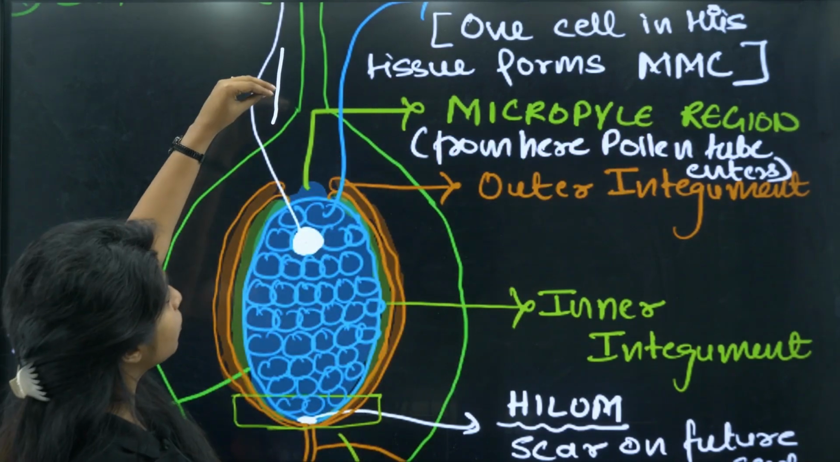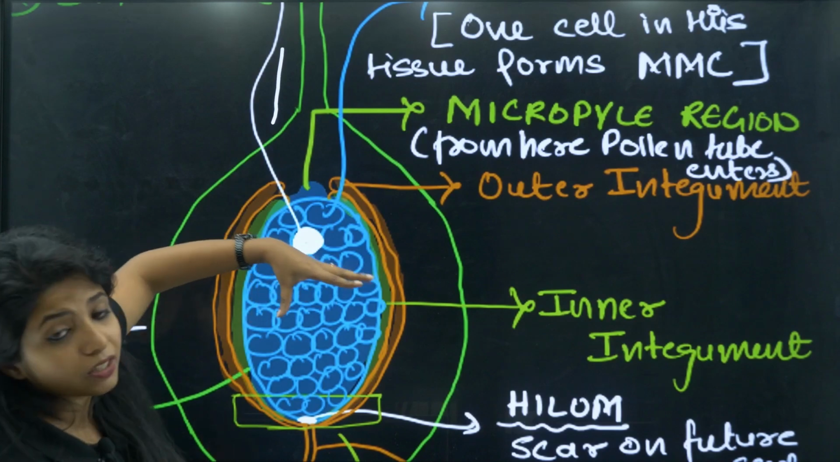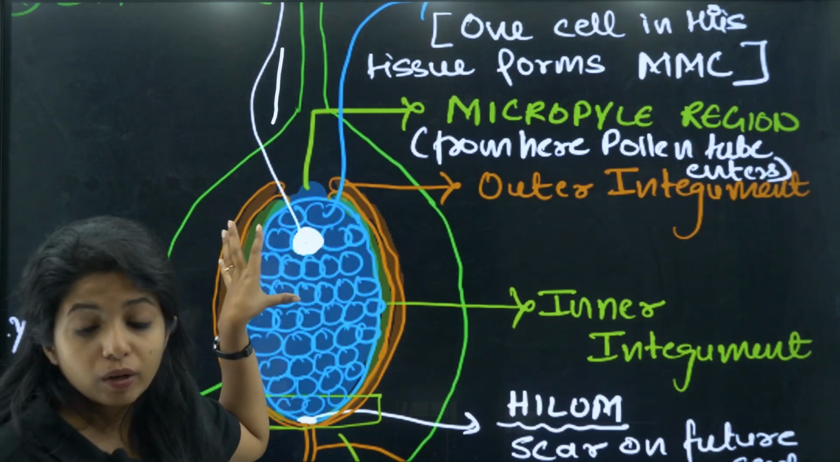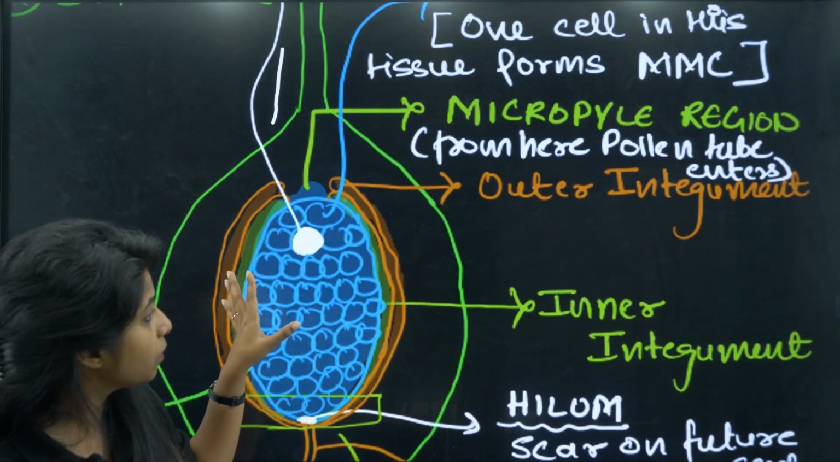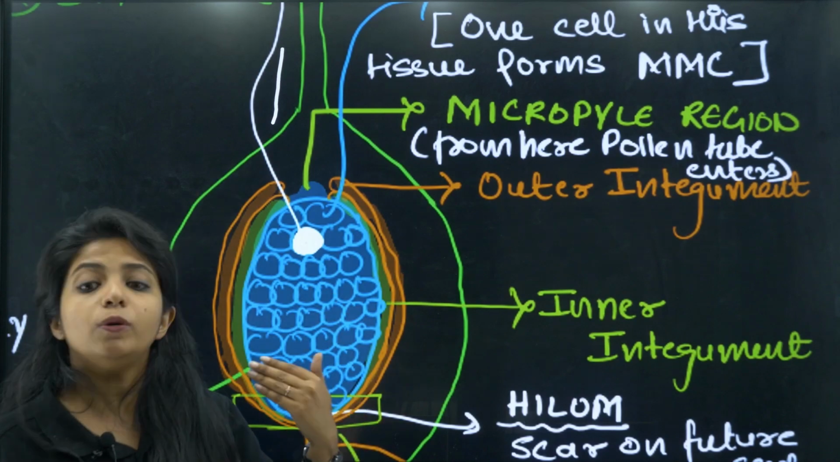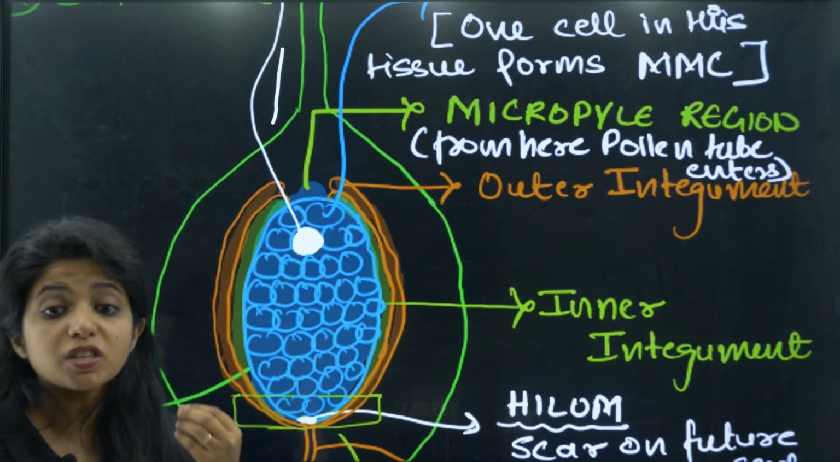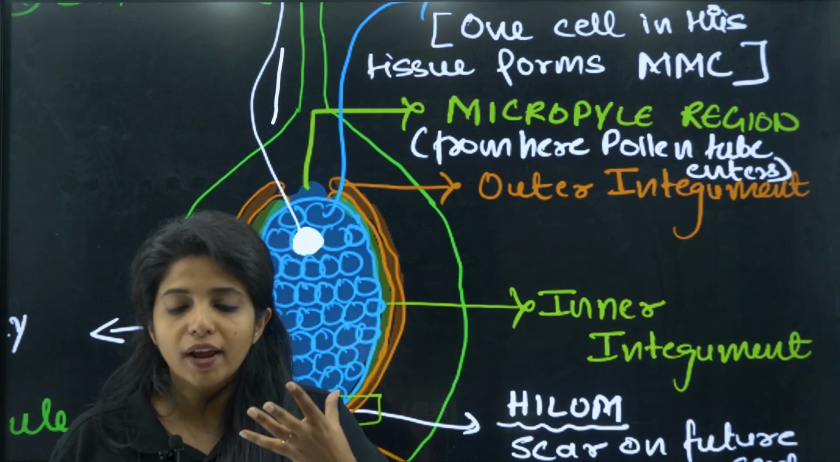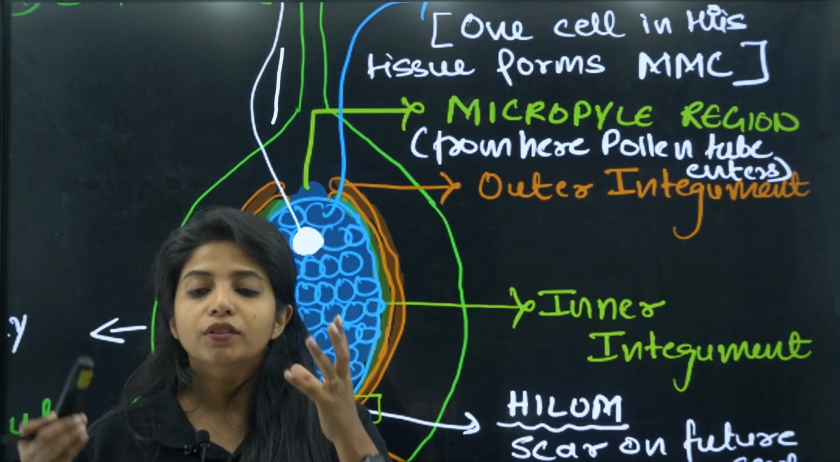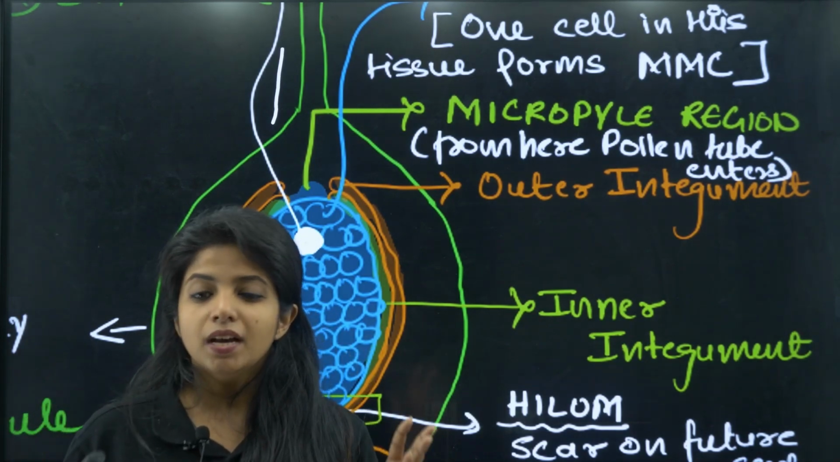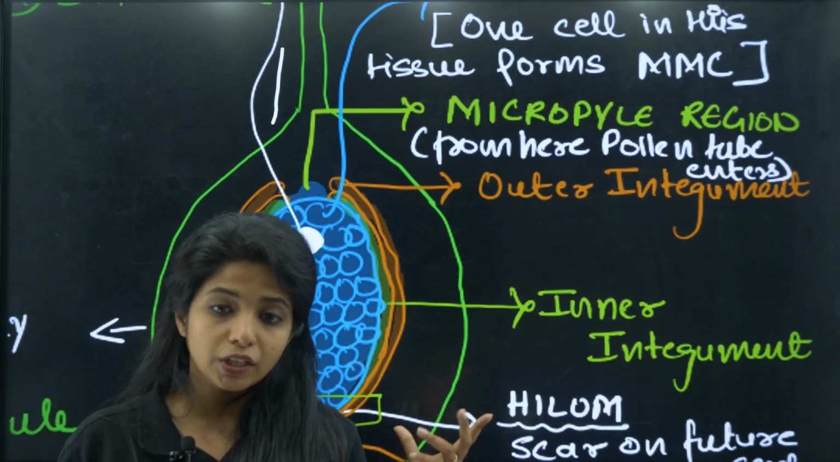This is the point from where the pollen tube will come and get inside the ovule, because the ovule will have the female gamete. The female gamete has not yet formed. We are going to tell how it is formed over here. So I call the ovule the megasporangium. What do I call it? Megasporangium, because it is going to form the female gamete later on.